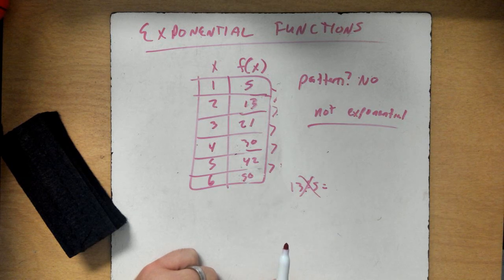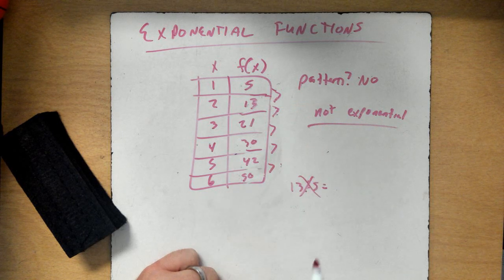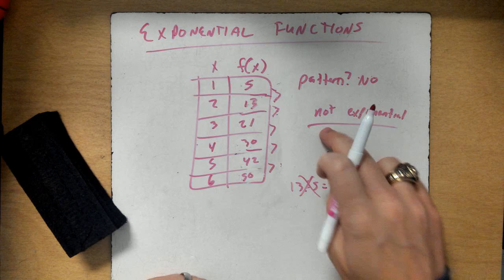Right? Not exponential for this one, okay? So there's no pattern here. There's no rate of change. It does not get multiplied each time going up or down or whatever. It's just random numbers, okay? So not exponential.